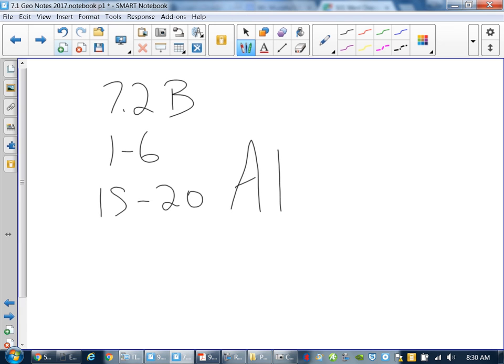Start with those, okay? 1 through 6, and then 15 through 20. Use a separate sheet of paper, guys. Don't lose this, because we're going to use this for tomorrow as well. We didn't finish all of it. For the back side, you're going to need more space because you're going to have to FOIL stuff out and all that.